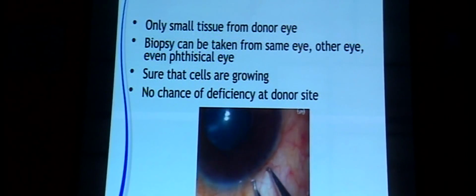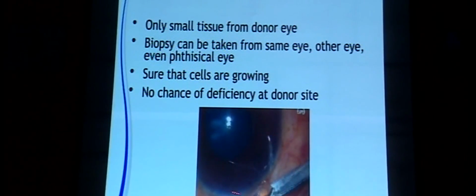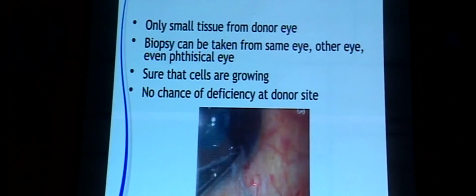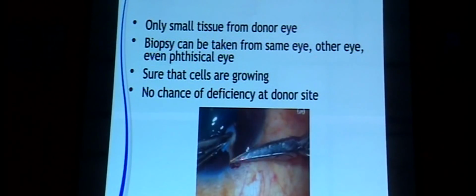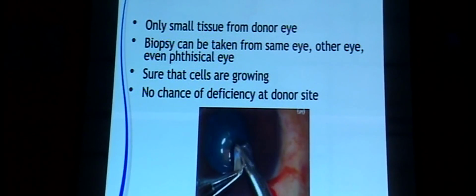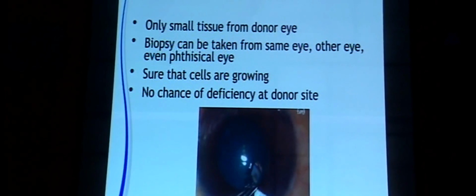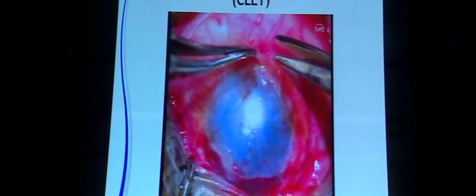A small biopsy, about 2 to 3 millimeter of the limbal biopsy is taken. This is the limbus which is taken. Once the limbus is separated, it is chopped into multiple small pieces, put on an amniotic membrane, and it's cultured so that you get a monolayer expand on the amniotic membrane. Then the second stage, you go to the damaged eye.